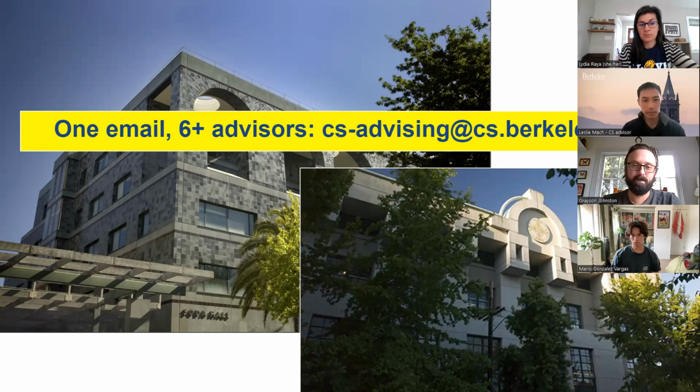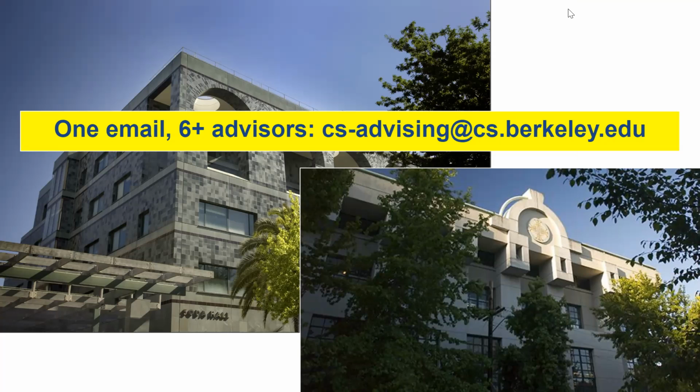Leslie and I are in this green building on the left, and Grayson is in the white-gray building on the right. The green one is Soda Hall, the main computer science building. The other building is Cory, the main electrical engineering building. They're just across the street from each other. We have lots of advisors here to help you. You can email us individually, but it's best to contact us at this alias because it reaches all of us at once, so you'll get your fastest response. That's cs-advising@cs.berkeley.edu.